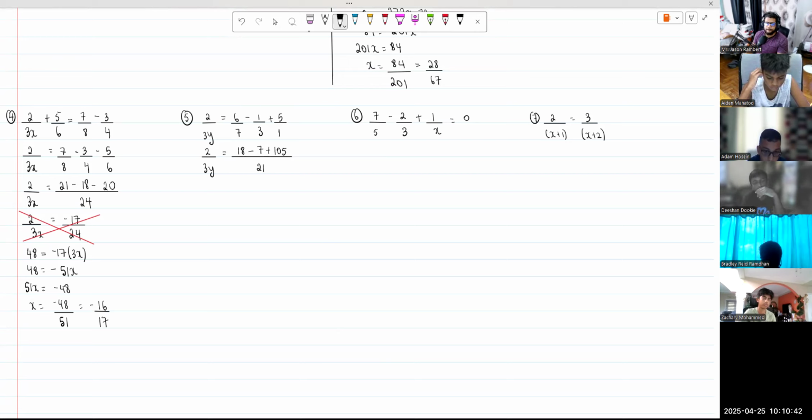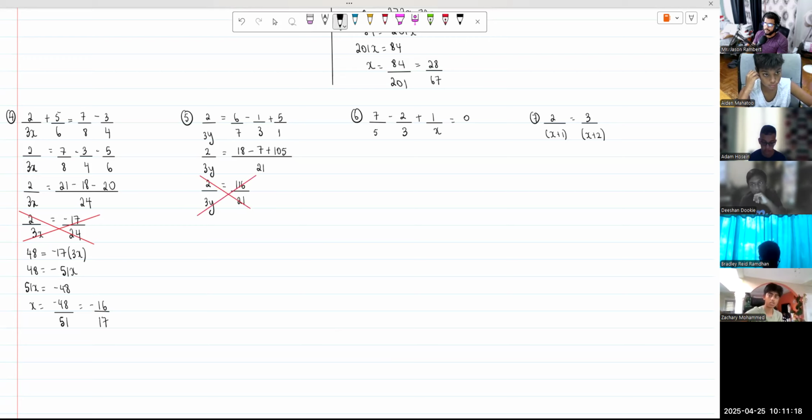Cool with that? I can simplify. 2 over 3y is equal to 18 take away 7 is 11. 11 plus 105 is 116. Yeah? Over 21. Now I can cross multiply. Are you comfortable with that?